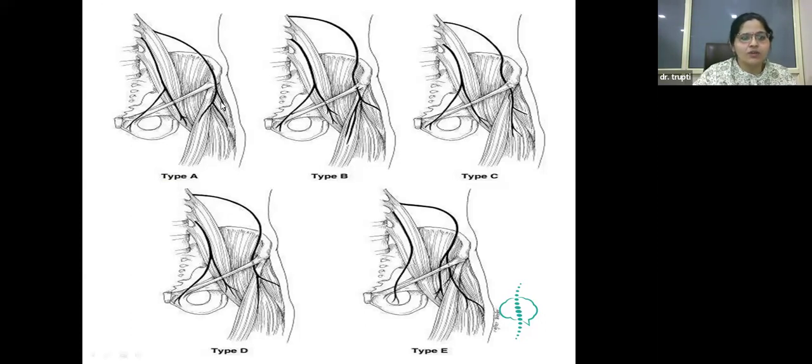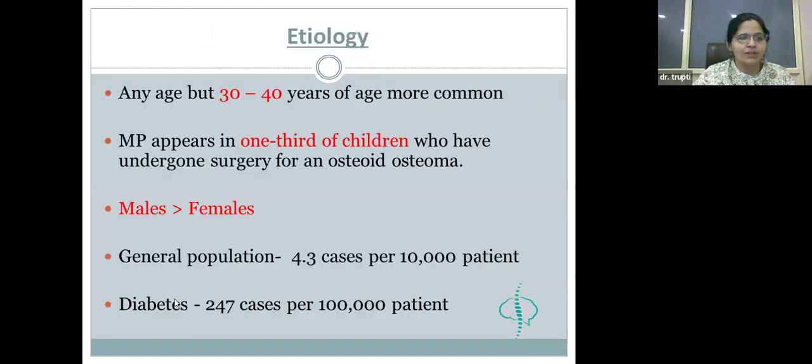In type A, the nerve runs posterior to the ASIS. In type B, the nerve runs anterior to the ASIS. In type C, the nerve runs medial to the ASIS. In D and E, it runs further medially. So there are less chances of them getting irritated, compressed, or affected by the position of the ASIS.